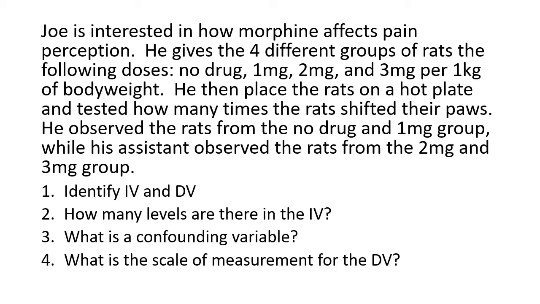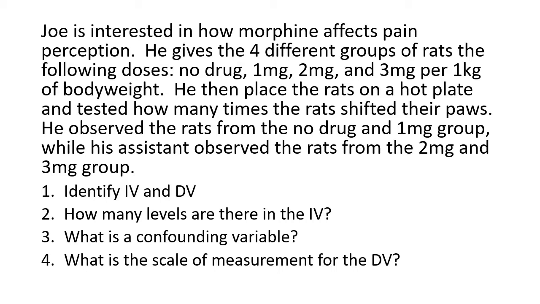Number 3, what is a confounding variable? Well, Joe is observing only 2 groups while his assistant is observing 2 other groups, right? So this is a confounding variable, because now we don't know if the differences we're seeing are due to the drugs or due to the differences in the observers, right?